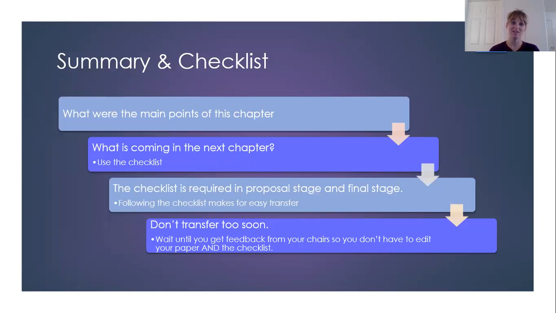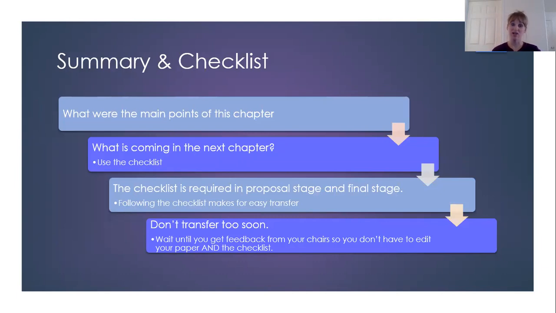The summary and the checklist. So again, at the end of each chapter, you're going to have this. You're going to have what were the main points of the chapter, what did you cover? You're going to talk about what's coming in the next chapter, and to do that, use the checklist. It has all the bullet points of exactly what the headings are going to be. You don't have to go into great detail. You can use the headings as your guide to talk about what's coming next.